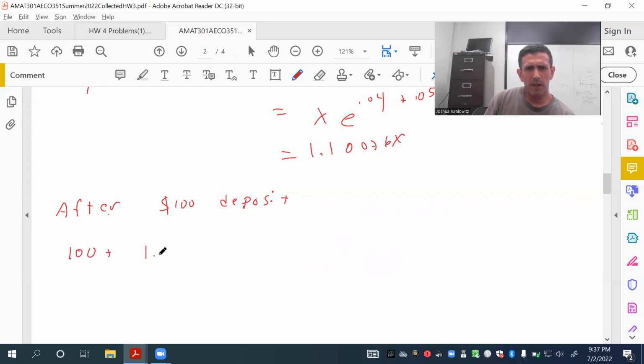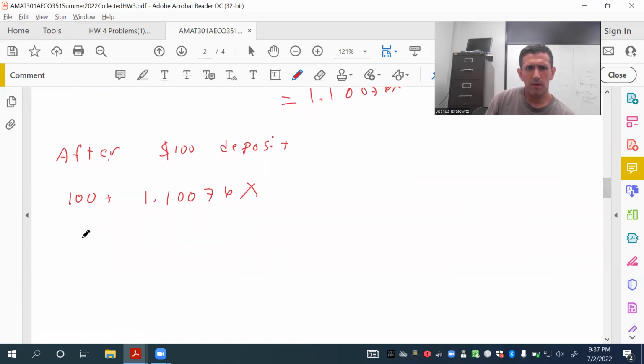So this way is a pain in the ass, I think. I'm not sure if it's a really good way to do it. Okay, so after 5 years, it's 100 plus 1.10076.